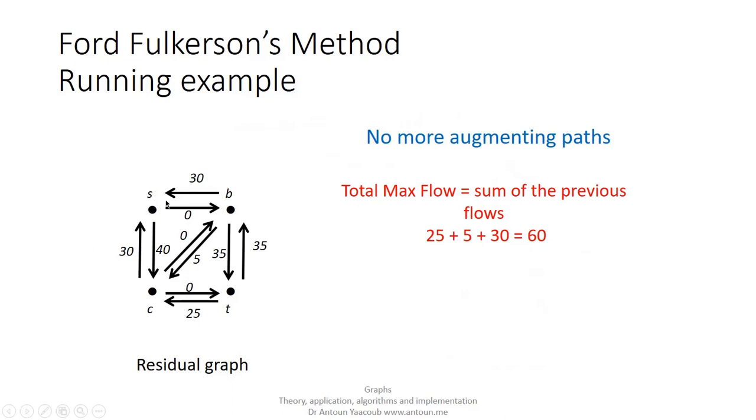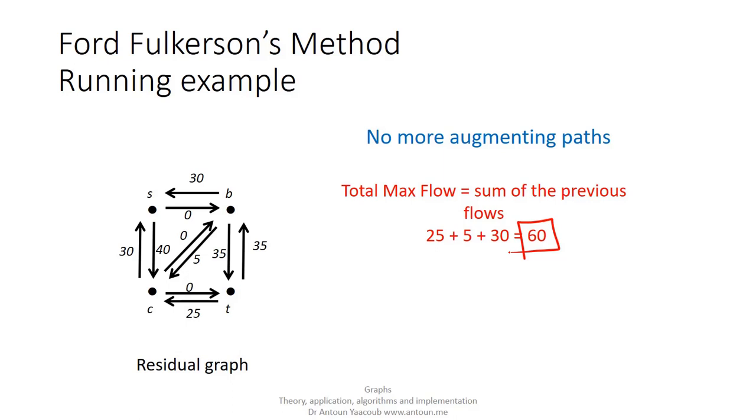So there are no more augmenting paths. If I look well, I'm going from S, so 0 here. So there's no way that I can take any more here. So I have 40. If I go for 40 from here, there's 0 here, 0 here. So there are no more augmenting paths. So I have finished, and this is the maximum flow, which is equal to 60. So we have found the maximum flow.